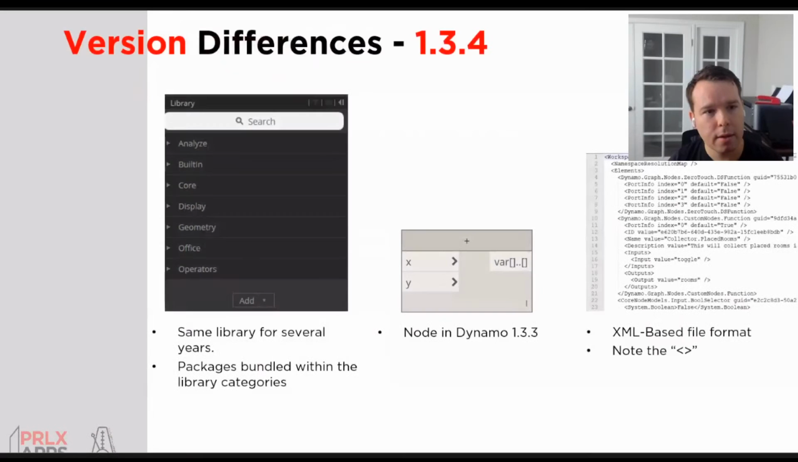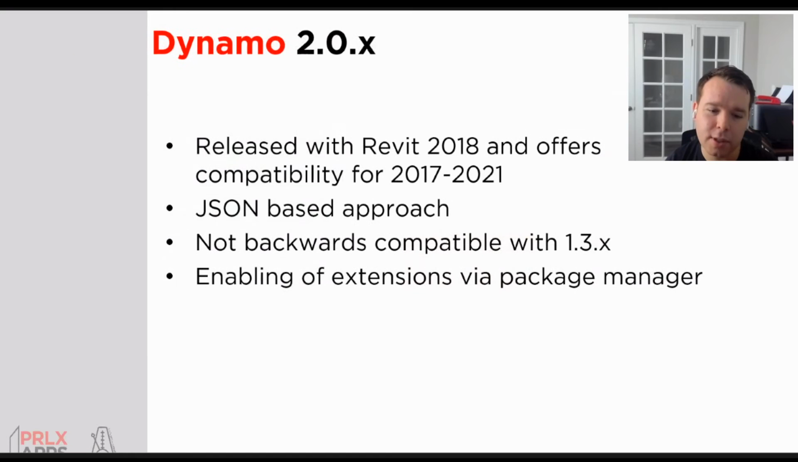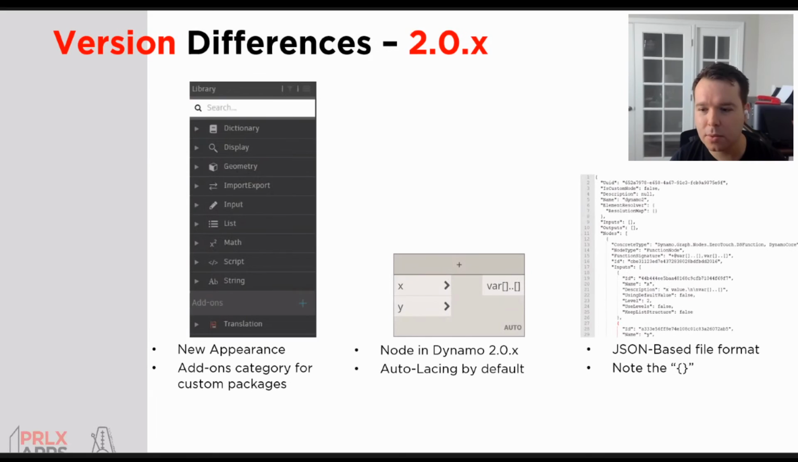Dynamo 1.3, I'll hand this out to everyone too. They use something called XML. The nodes look different and the library looked different. 2.0, let's just start using it. It's a little weird that there are still people on 1.3, but there are. 2.0 uses something called JSON. The library is nicer and the nodes are nicer as well. So we'll get into some of that.